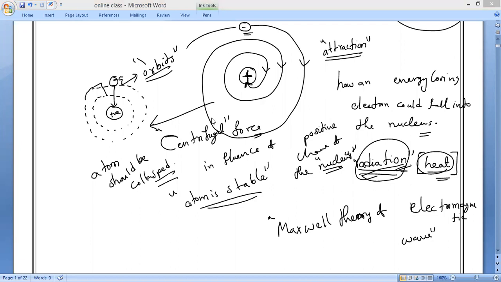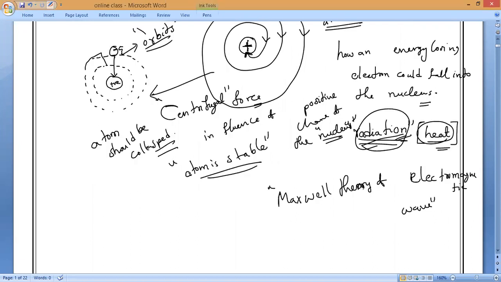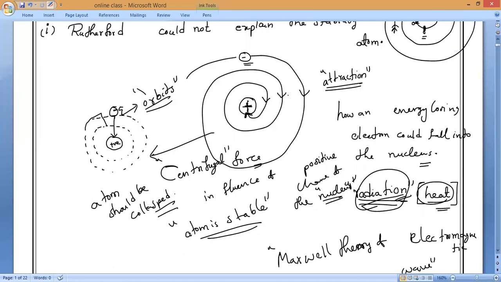Clear, Mr. Aswin, Sanjay? So this Maxwell theory of electromagnetic wave says that if the electrons are revolving around the nucleus because of the influence of positive charge, they must lose energy in the form of radiation, and slowly the speed should decrease. Finally, electrons must fall into where, guys? Nucleus. So finally the atom should collapse. But is it taking place? No, sir, it is not taking place. That is why it is the drawback of it.